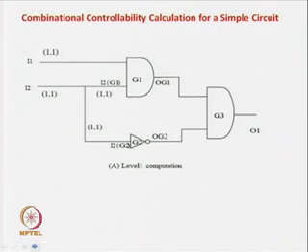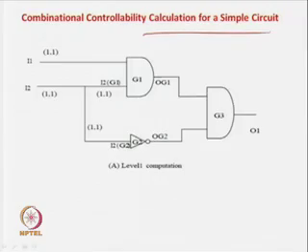So, till now we have seen the rules for combinational controllability of 0 and 1 for all the gates. We have also seen the combinational observability rule for all the gates. Now, we will explore this with an algorithm, for a simple circuit.